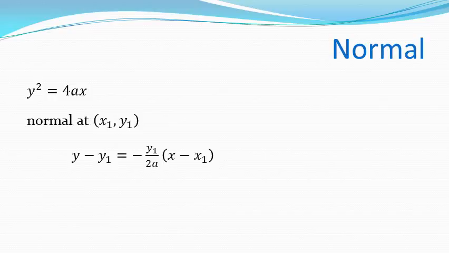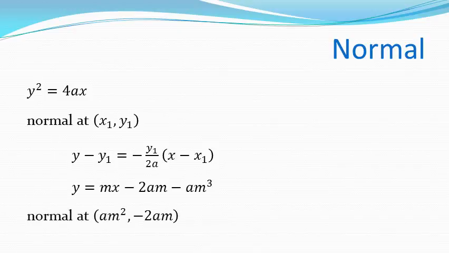The normal is the line which is perpendicular to the tangent at the point of tangency. So if this is the standard parabola, then the normal at the point x1, y1 is written like this in the Cartesian form. Another important form of writing the normal is this: y equals mx minus 2am minus am cubed. m here stands for the slope of the normal. It is not the slope of the tangent but the slope of the normal. And this line is a normal at the point am squared, minus 2am.